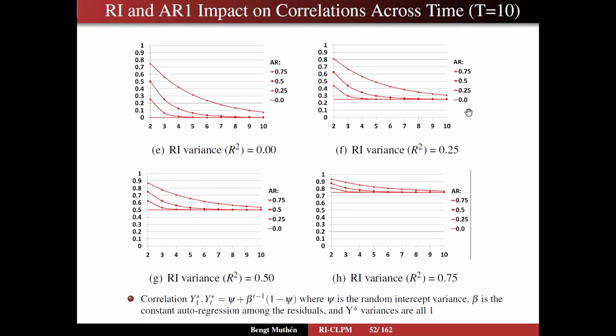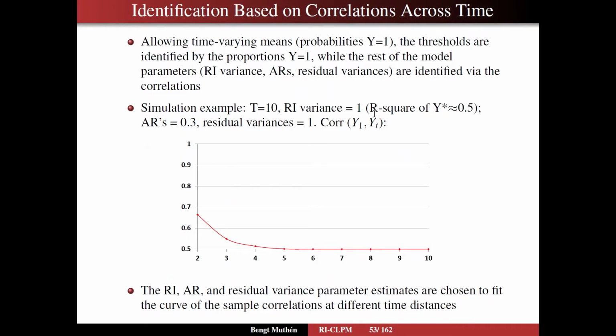And of course, having a larger number of time points also helps in the identification. Now, the identification is essentially based on correlations across time, like we've looked at. We're going to allow the time-varying means, that is the probabilities of y equals 1, as captured by the thresholds, to be free across time, so no trend at this point. So the thresholds are identified by the proportions of y equals 1, while the rest of the model parameters, the RI variance, the autoregressive slopes, the residual variances, are identified via the correlations. There's no other information in this multivariate Probit model.